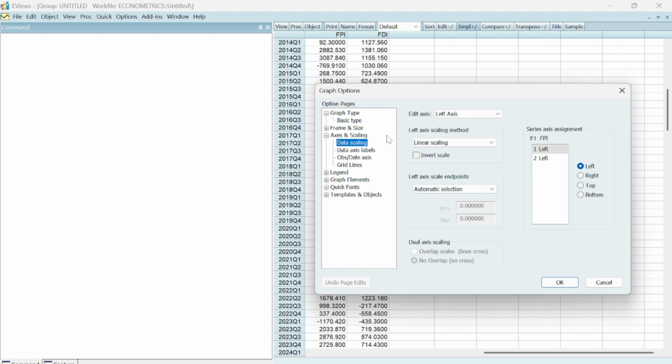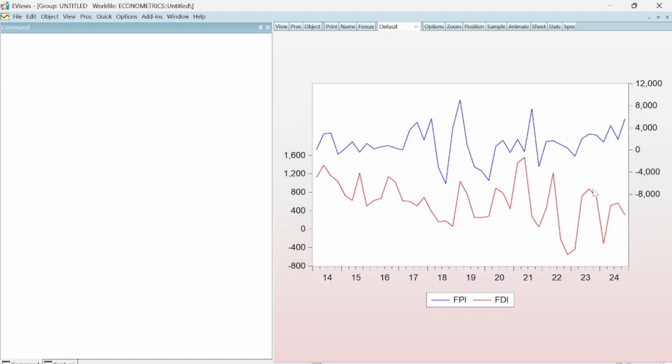You can go to axis and scaling. You can choose FPI to the right side, and FDI. You can change it: put FPI on the left side and put the other on the right side. When you click them, it gives you a different view, in Excel sheets you can do that, putting one variable on the right side, like FDI on the right side, for you to have a different view on how the data set is going.